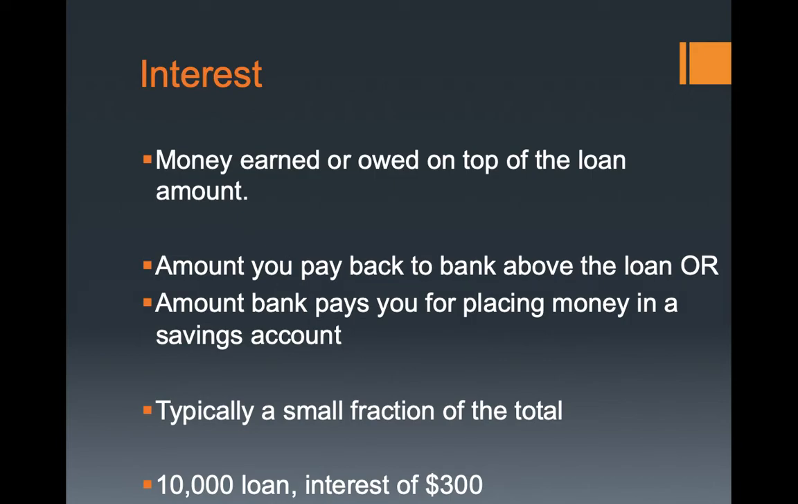So interest is the amount earned or owed on top of a loan. It's the amount you'll pay back to the bank or the amount the bank pays you for putting money in the savings account. Depends on who's actually giving out the loan. It's usually a small fraction of the total. For example, if it's a $10,000 loan, interest may be $300, $400, $600. It won't be another $10,000 on the loans that we're looking at in the word problems.